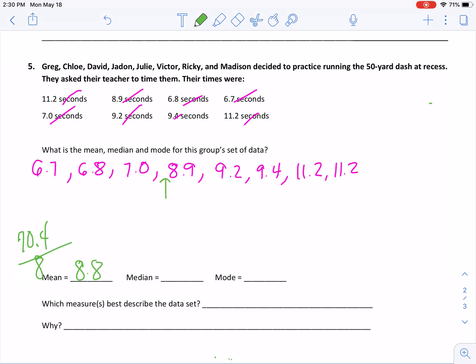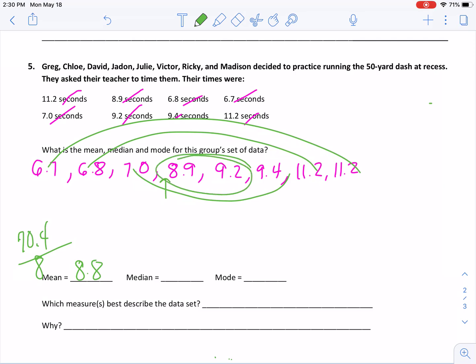The median: I have to average these two middle values. So I'm going to do 8.9 plus 9.0 divided by 2, and I would get a median of 9.05 seconds, which would be over here. And the mode: 11.2 shows up twice. Two students ran 11.2 second 50-yard dashes.